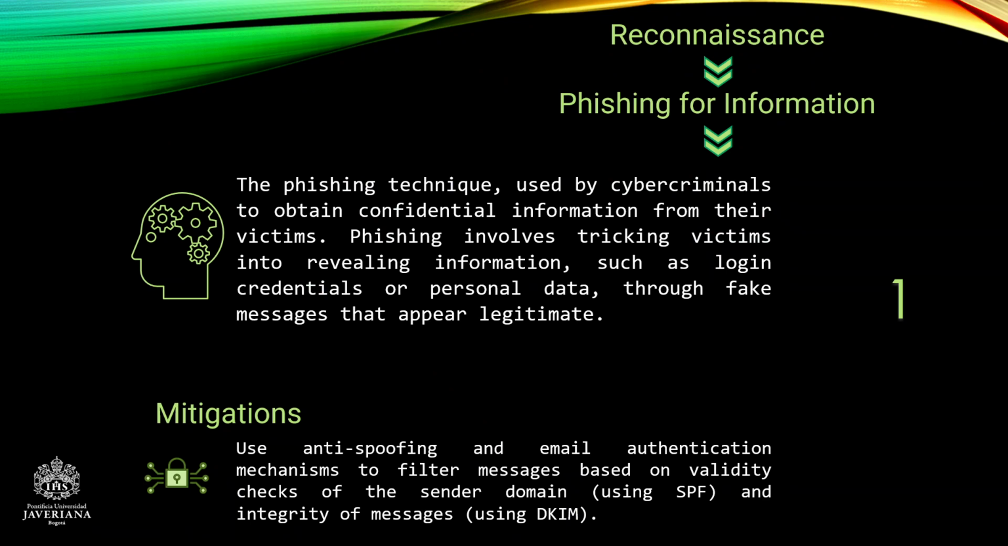Reconnaissance. Reconnaissance is the initial stage of a cyber attack, where the attacker gathers information about their target. Phishing for information involves tricking victims into revealing confidential information through fake messages that appear legitimate. Mitigation: use anti-spoofing and email authentication mechanisms to filter messages based on validity checks of the sender domain.